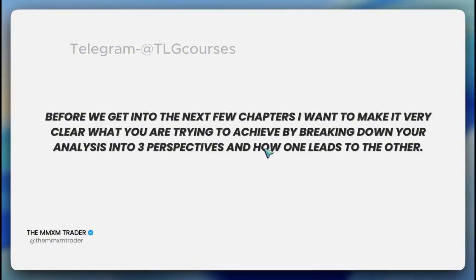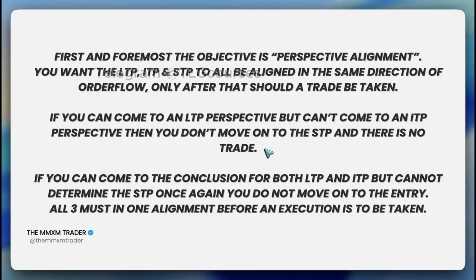Before we get into the next few chapters, I want to make it very clear what you are trying to achieve by breaking down your analysis into three perspectives and how one leads to the other, right? It's a sequence through these three different perspectives. First and foremost, the objective is perspective alignment. You want the LTP, ITP, and STP to all be aligned in the same direction of order flow, and only after that should a trade be taken.